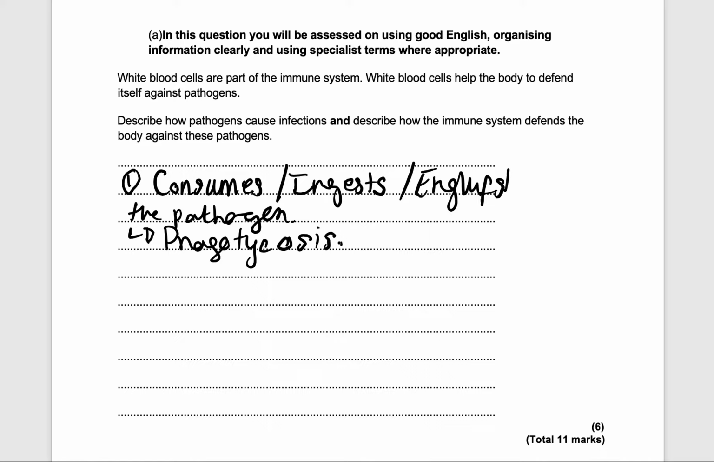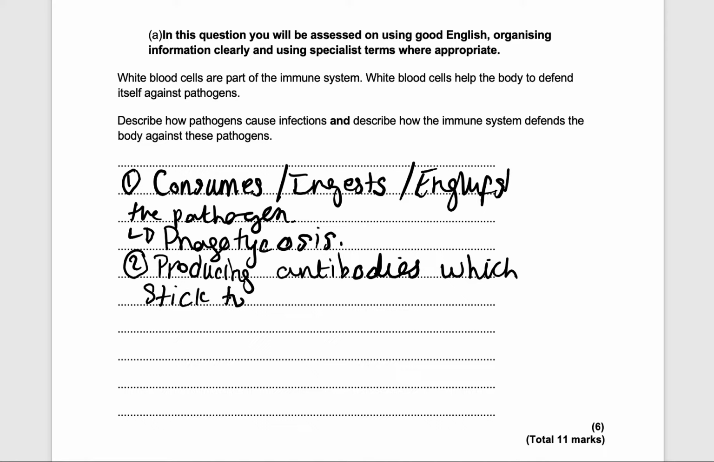Phagocytosis. It then produces the antibodies. So step two is producing antibodies which stick to the specific antigen. So remember, these antigens are on every cell, and they will be on the cell of the pathogen. These antibodies are produced and they will stick to the specific antigen and destroy them. So step two is the producing antibodies part, which stick to the specific antigen.